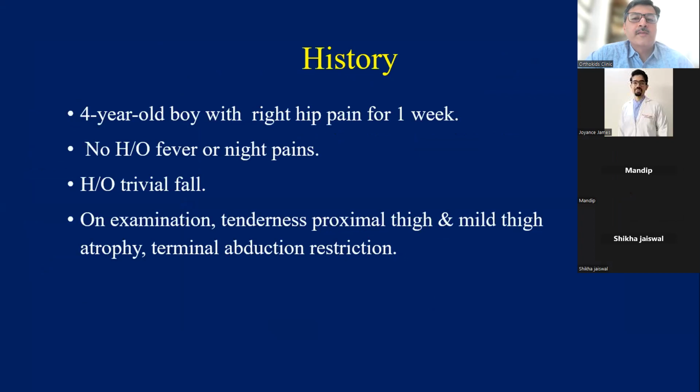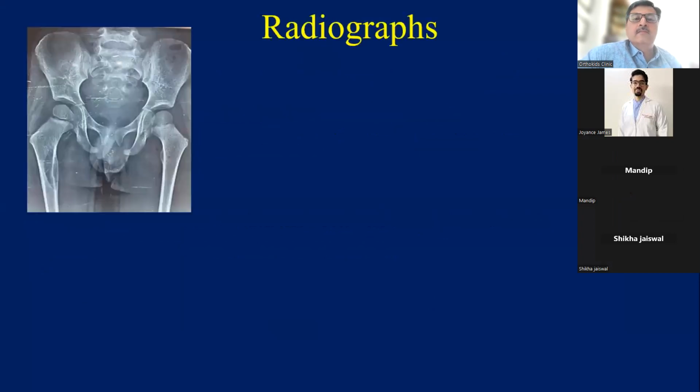So we had a 4-year-old boy with right hip pain for 1 week, and there is no history of fever or night pains, but history of trivial fall. On examination, we found tenderness at proximal thigh and mild thigh atrophy, and there is a terminal abduction restriction on the right. So this was the initial radiograph.